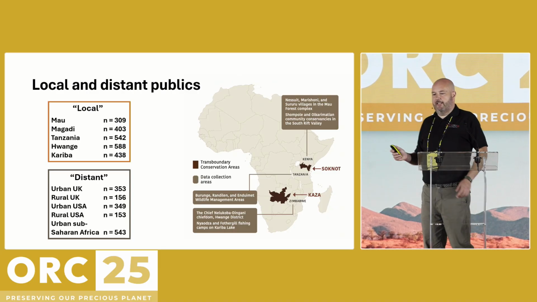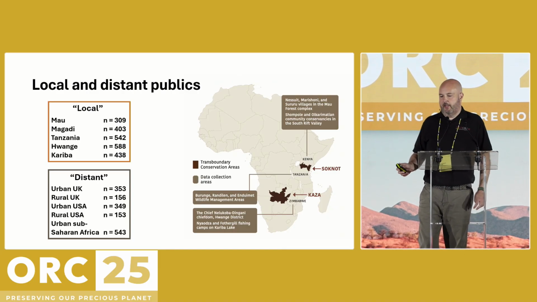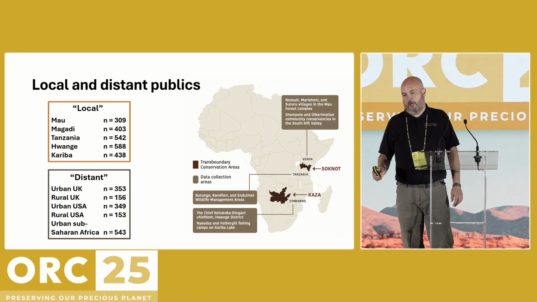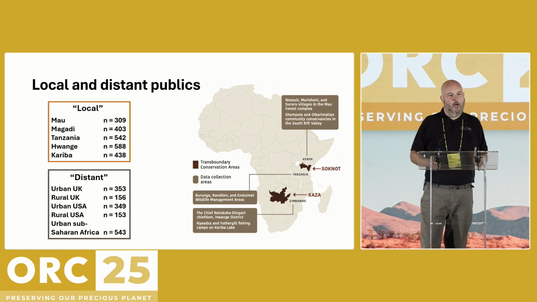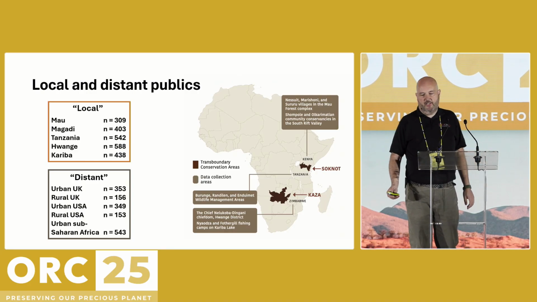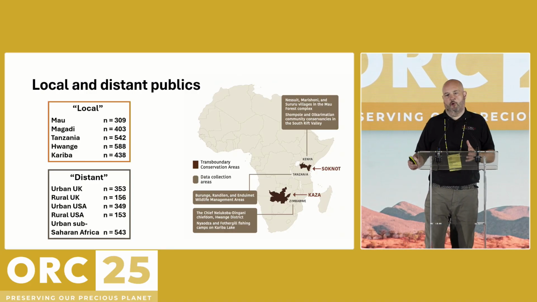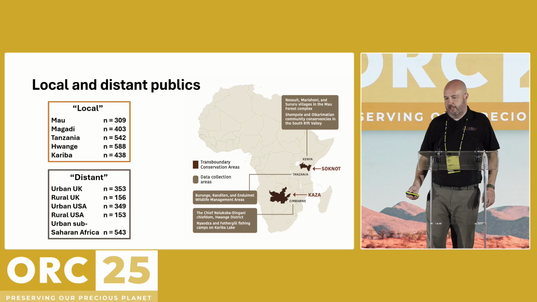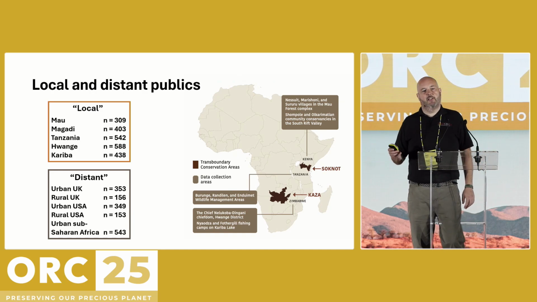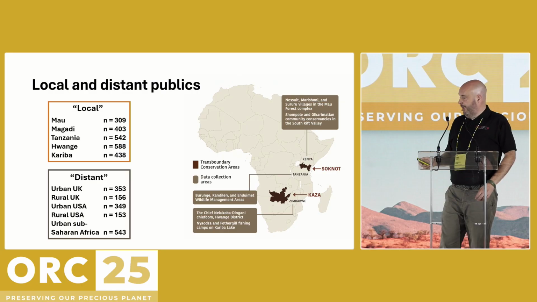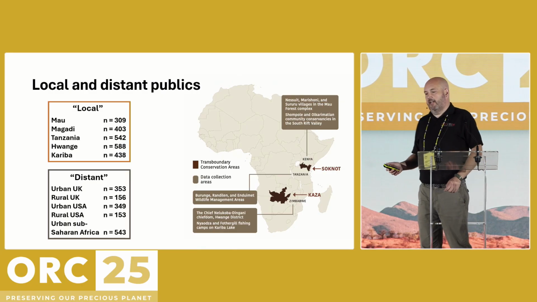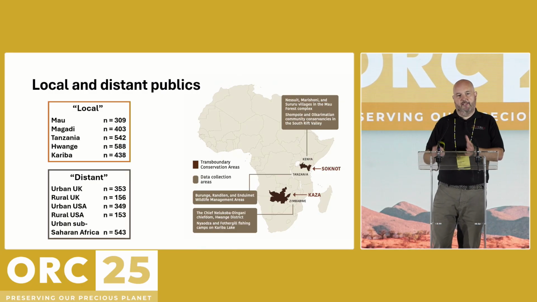So we tend to categorize the different samples that we have into local and distant publics. So the local publics are those who live in the high biodiversity areas, and the distant publics are the people who live away from those high biodiversity areas. And for this purpose, we consider people living in the urban areas of sub-Saharan Africa to be a distant public.